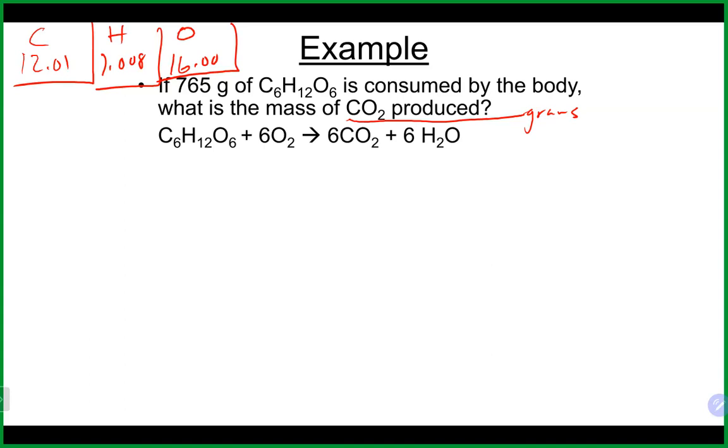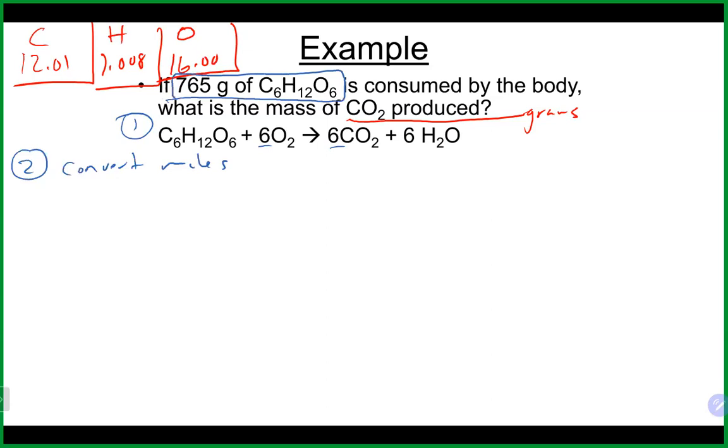So let's take a look at this. We want to follow our same steps. That would be a good idea. First one is obviously we want to make sure it's balanced. I see some coefficients there, so it's probably safe to assume that it's balanced. You should double check, but if you look at it, it is actually balanced. The next step is to take whatever they gave us and convert it to moles. And in this case, we do need to do that.